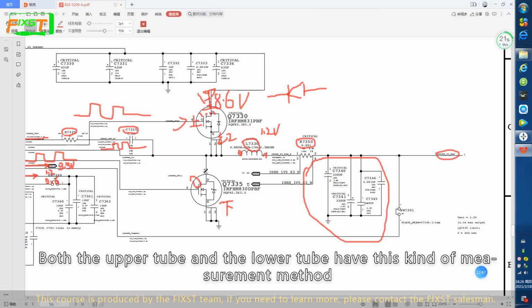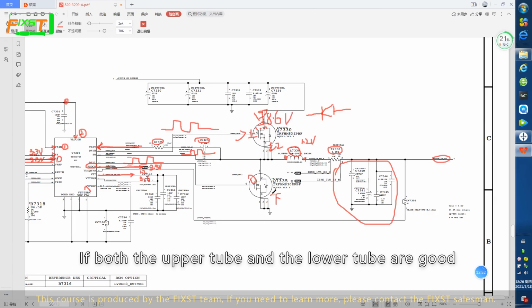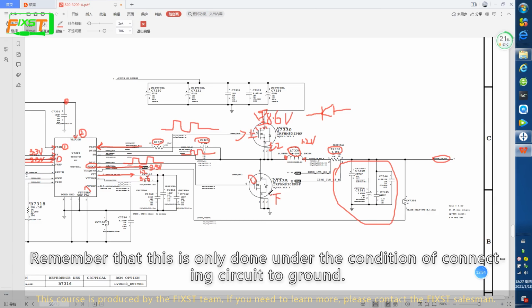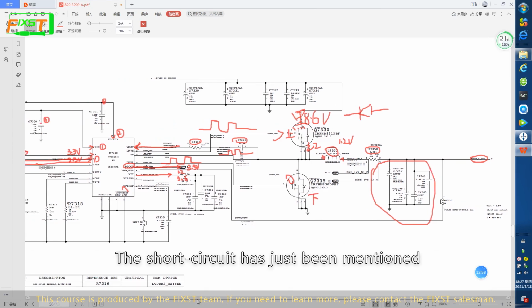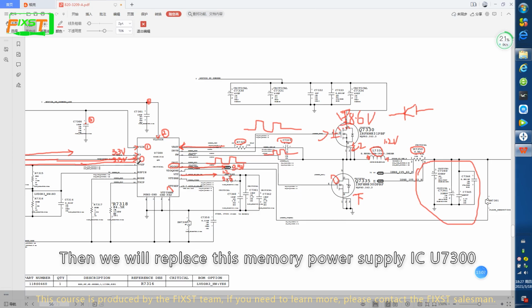Both the upper tube and the lower tube have this kind of measurement method. If both the upper tube and the lower tube are good, remember that this is only done under the condition of connecting the circuit to ground. This short circuit has just been mentioned. So here with the MOSFETs intact, you can measure it. Then we replace the memory power supply IC U7300.